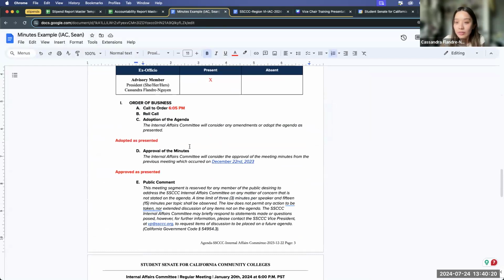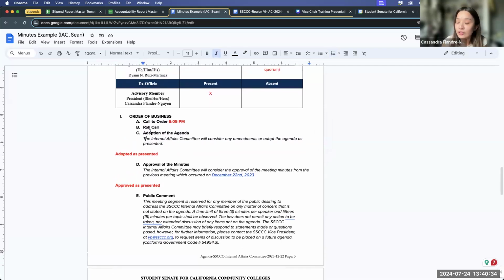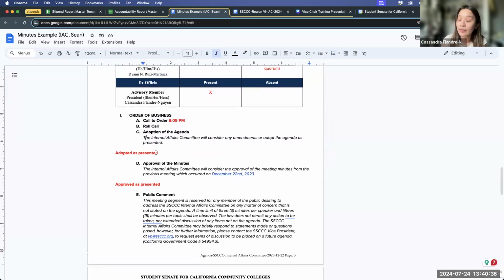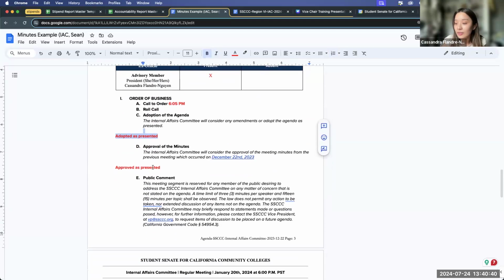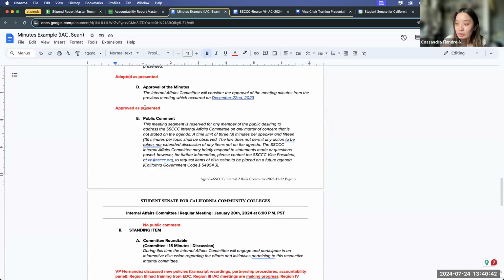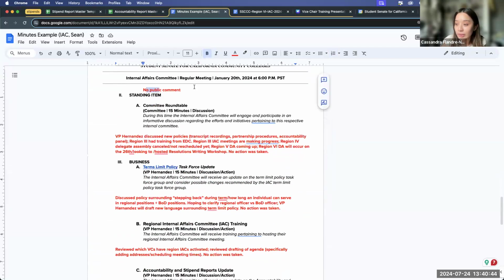One thing to note is the formatting for minutes is also super important. You want to make sure that it's red and bolded so that we can see the difference between the minute portions and the actual agenda content. When you're creating the minutes, it's very simple. You can just create a copy of the meeting agenda and then format it as such here. So you can see here, adopted as presented, approved as presented, no public comment.